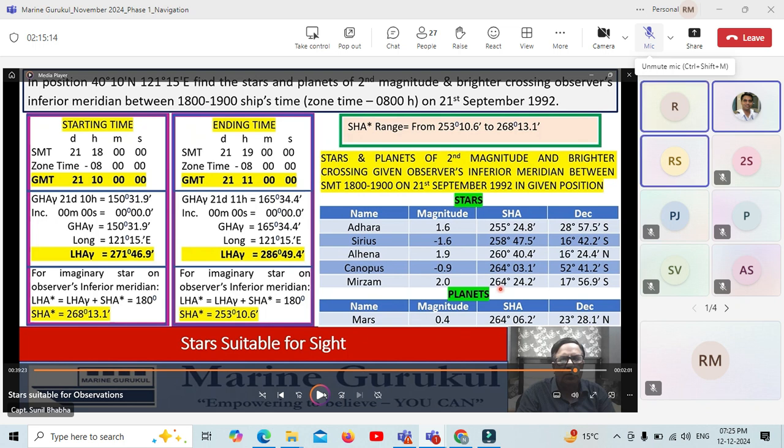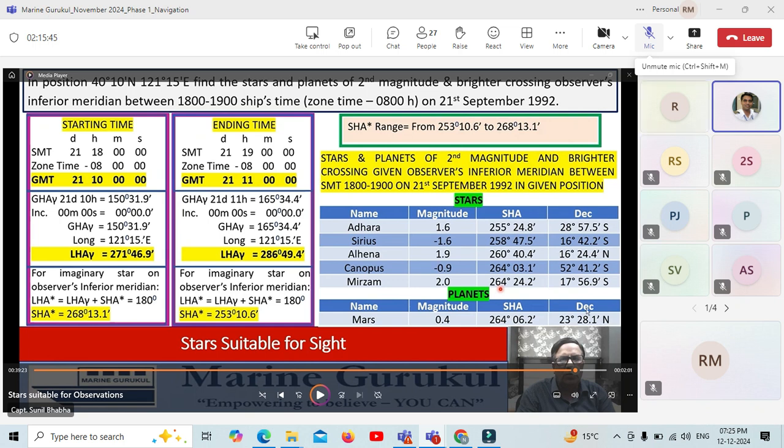Yes, sir. As per the condition, latitude and declination should be the same name. So here only Alhena is applicable, correct, sir? Yeah, if they want to find out which of them will be visible to us, then our latitude is north, so only Alhena will be visible to us. Alhena and Mars, yes, sir. Yeah, that's right. Declination of Mars is also north.